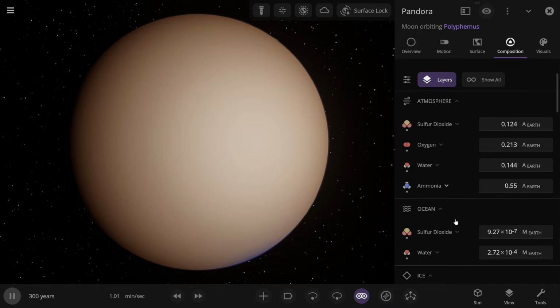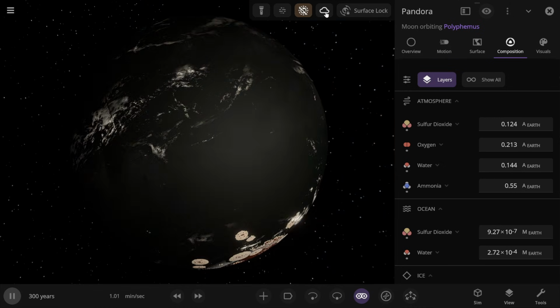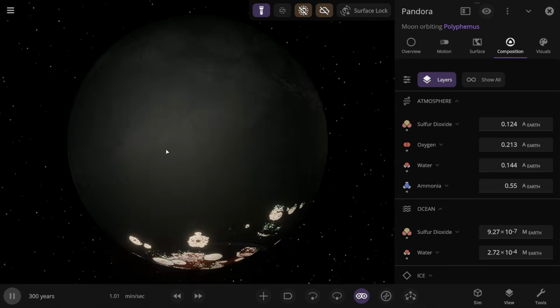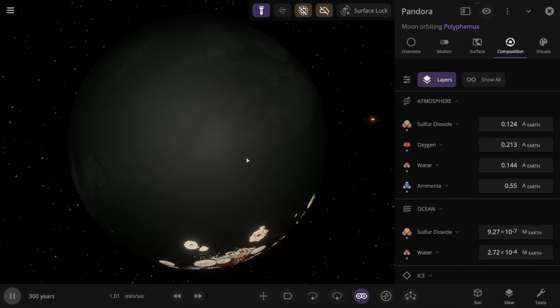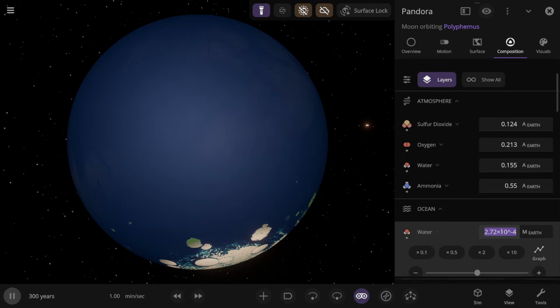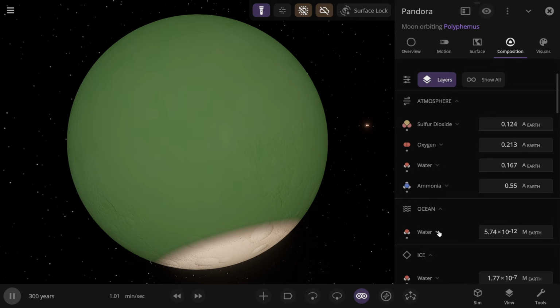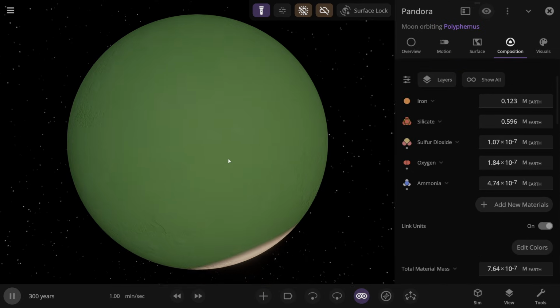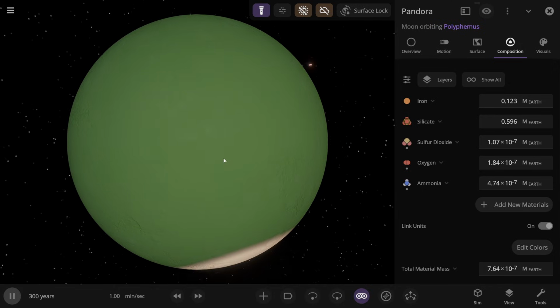And now for the most important part, setting up the atmosphere, oceans, and the Pandora we're familiar with. Let's hide the atmosphere and clouds and see what kind of planet this is. It's something strange. There's an ocean of sulfur dioxide and water. Well, we definitely need to get rid of this ocean. We'll remove the water too. I'll add everything back later to make it right. Well, the simulator is already showing the whole planet as green.